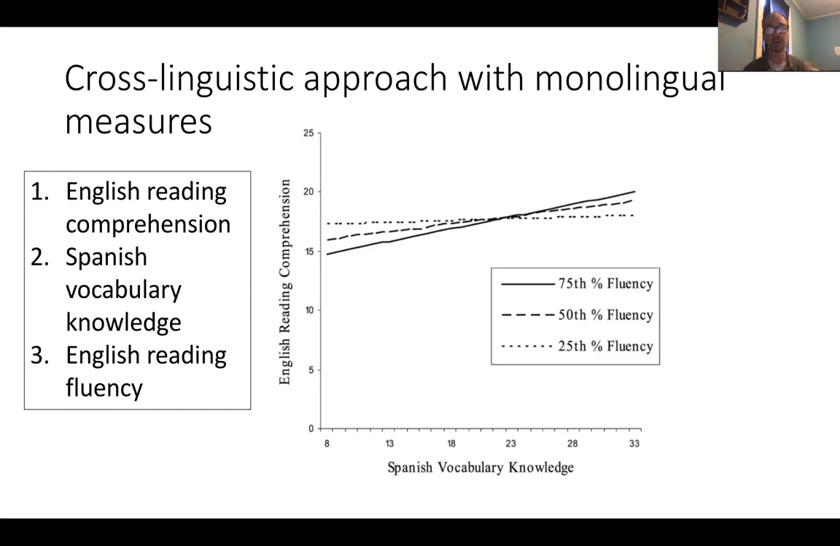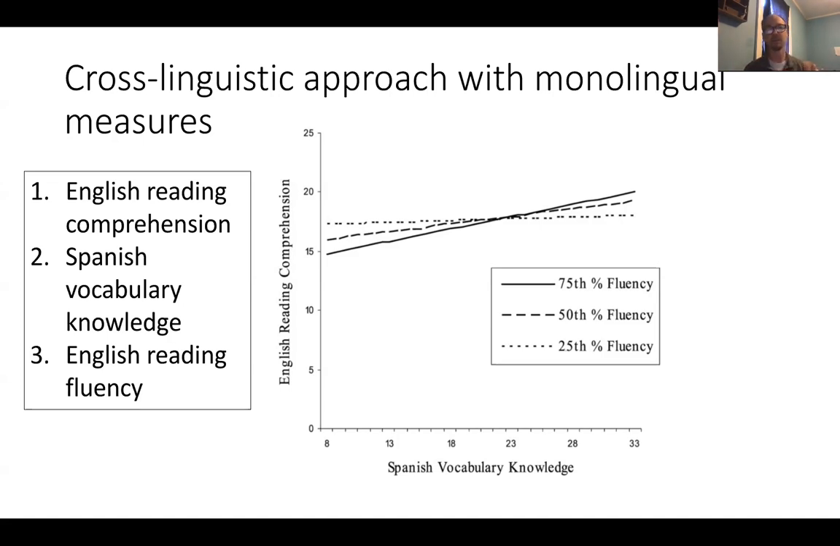But if you look at the 3 lines, the association was strongest for kids in the 75th percentile on the norming sample in fluency. So the kids who were the most adept readers of English, for those bilingual kids, Spanish vocabulary knowledge was predicting English reading comprehension. You can see that in the solid black line. You can see the slope is much higher than the 25th percentile students, which is the dotted line. There's simply no effect of Spanish vocabulary knowledge on English reading comprehension.